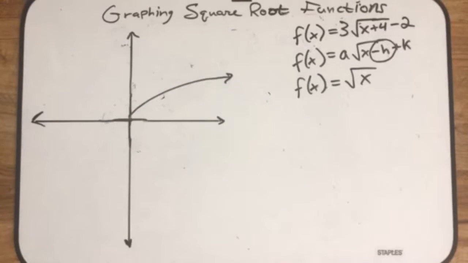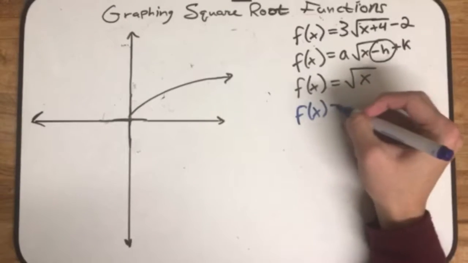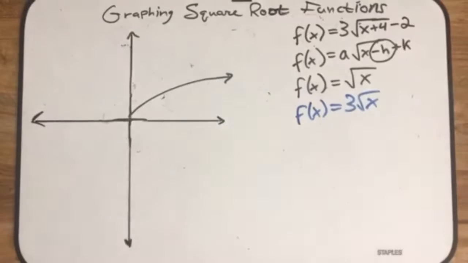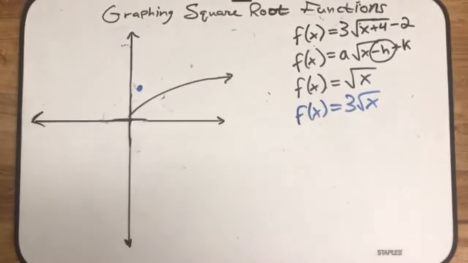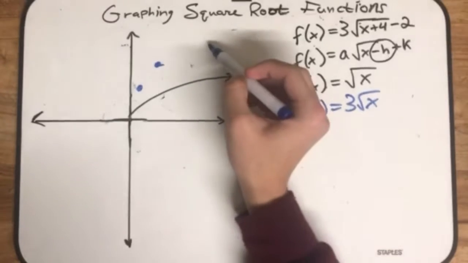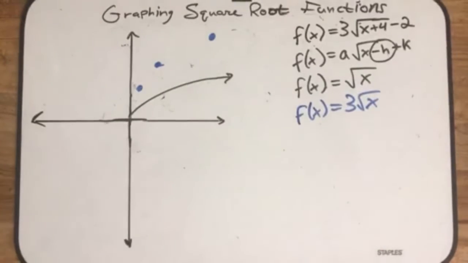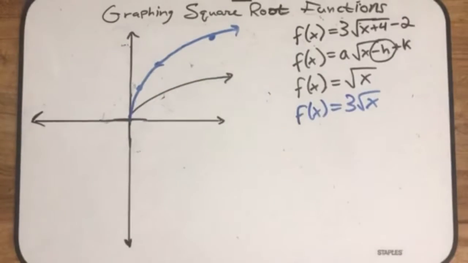After graphing the parent function, you must graph the multiplier, which is f of x equals 3 times the square root of x. In the multiplier, you multiply every y value of the parent function by 3. For example, when x equals 1 in the parent function, y would equal 1. When you apply the multiplier, when x equals 1, y would equal 3. When x equals 4 with the multiplier, y would equal 6.